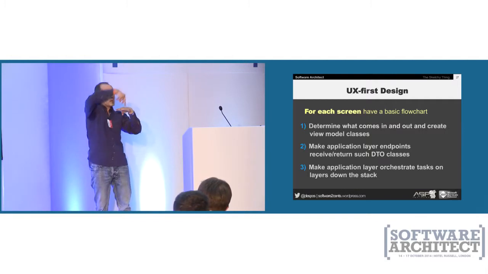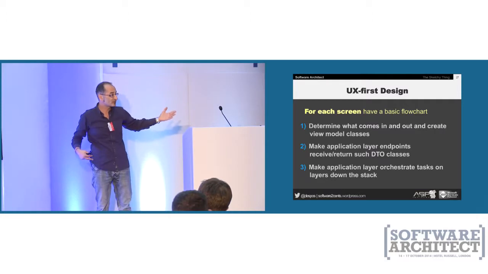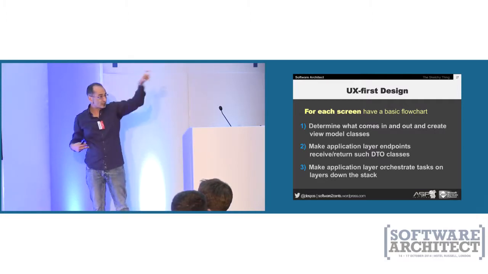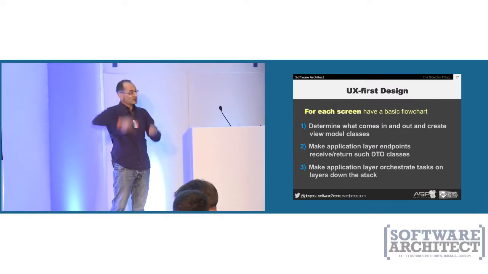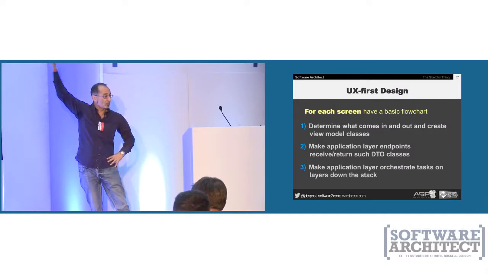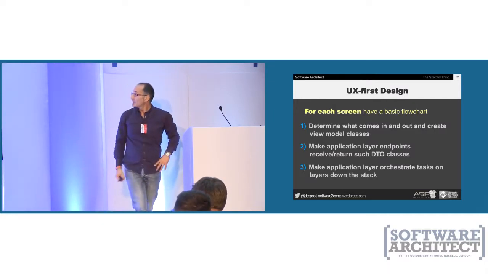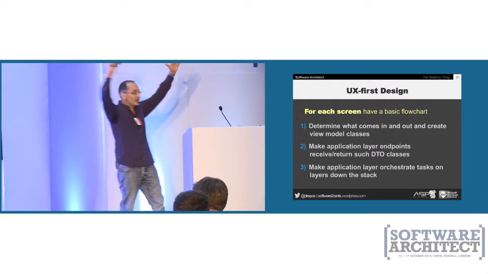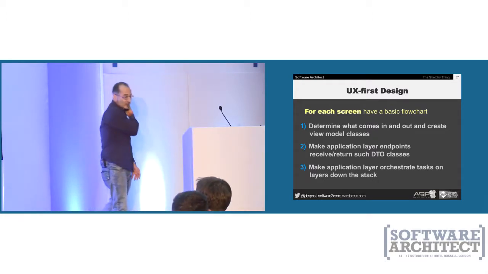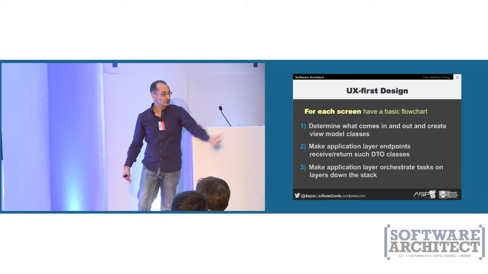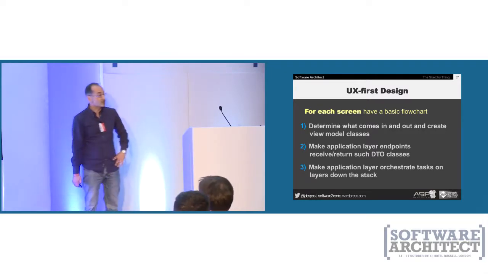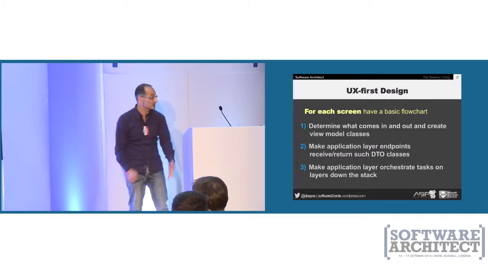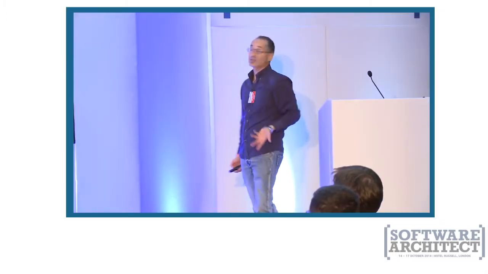And make those endpoints, the application layer has public methods. Each of these methods must be connected to an action, a button click, in some of the screens. And this button click has a basic exchange of data determined at point one, what comes in and what comes out. And finally, the application layer is a black box. You can put underneath that level whatever logic you want, and you orchestrate tasks and layers down the stack down to persistence.